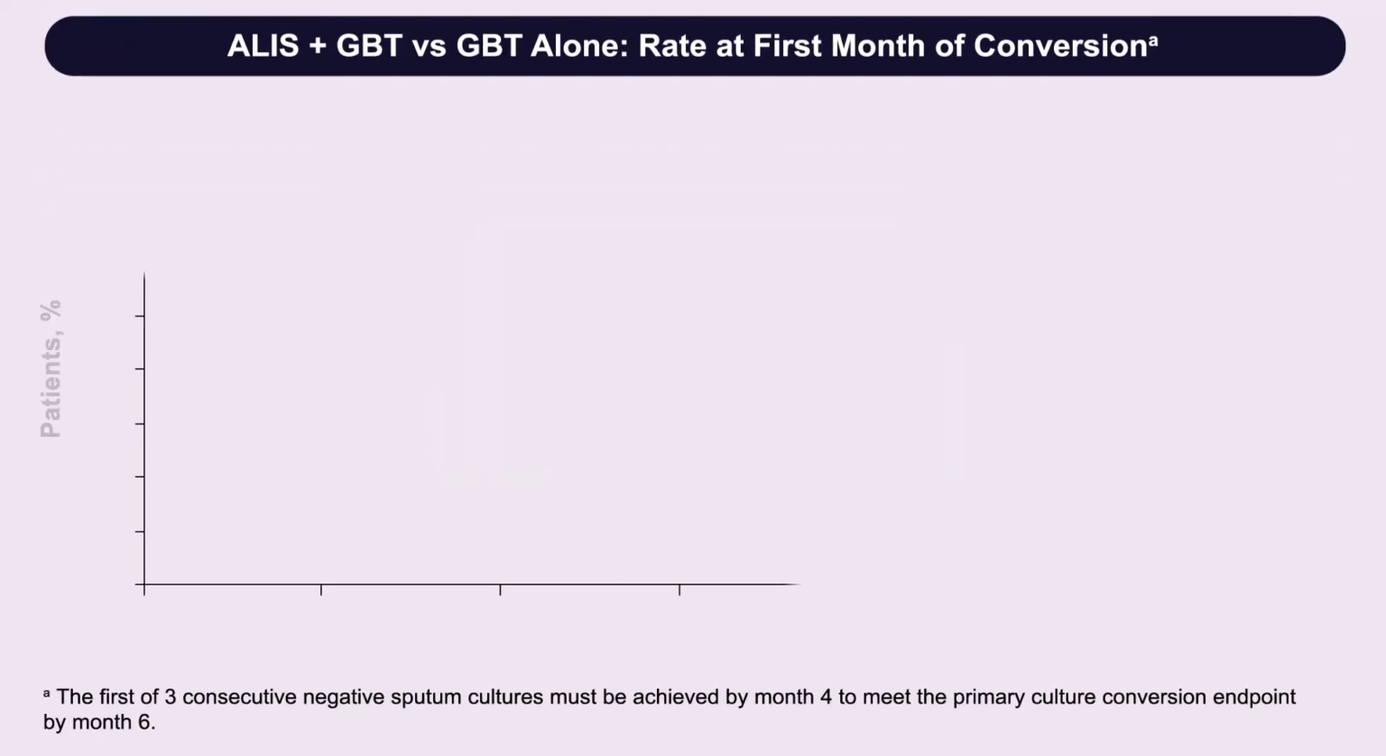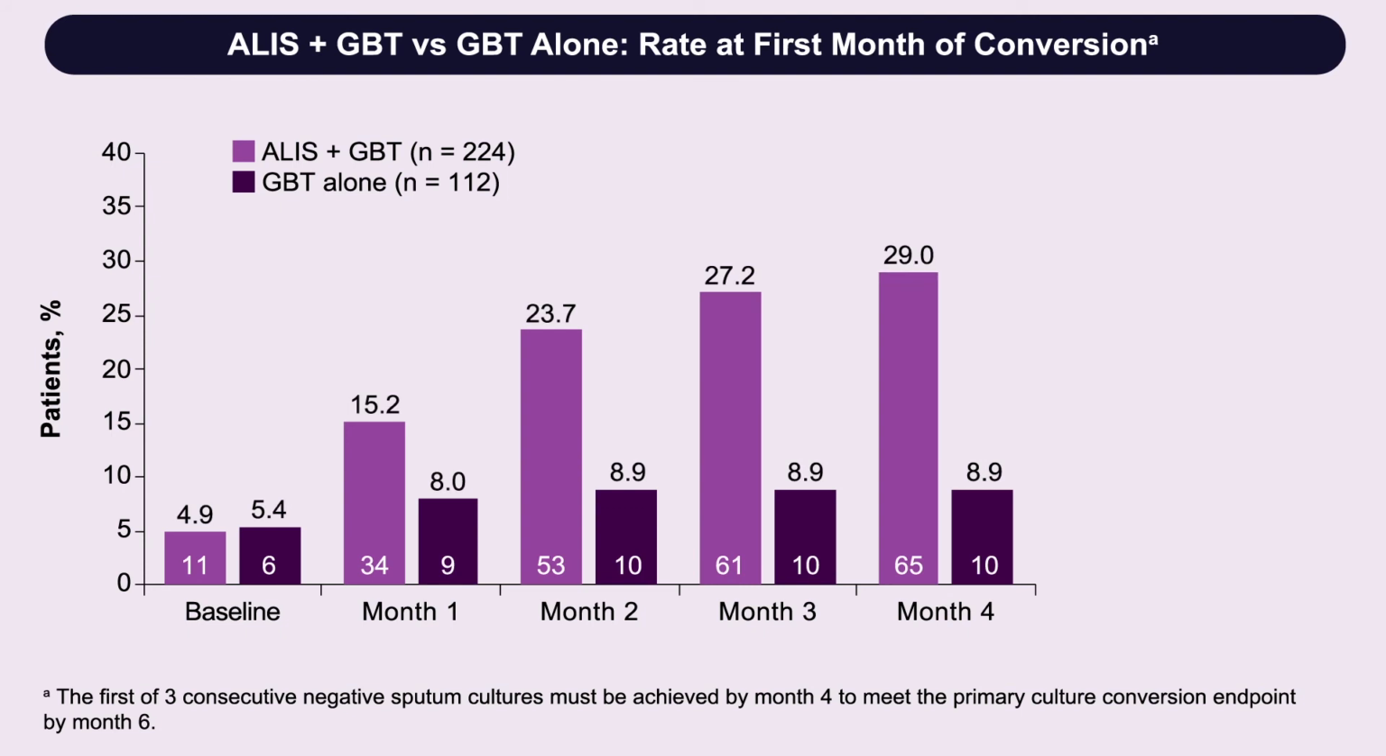And this was shown in the phase 3 trials where individuals with refractory disease either continued on their guideline-based therapy alone or they added ALIS to it. And we observed a culture conversion rate 20% higher in the ALIS group. It was 29% versus 8.9%. So this was statistically significant.